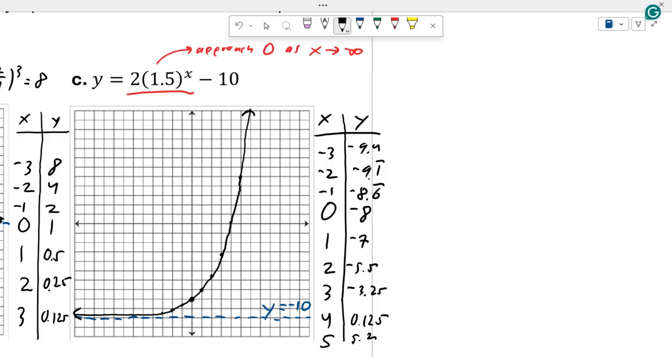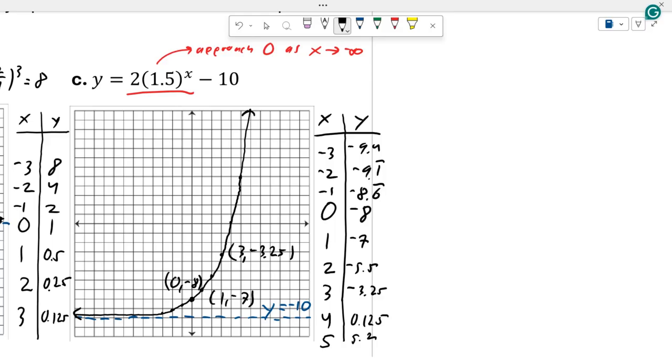And it said to plot 3 points. So, plotting your y-intercept is normally a good idea. So this was 0, negative 8. We also plotted 1, negative 7. We plotted 3, negative 3.25. I would say that the points that you plot should be exact. So like at negative 3, we got like negative 9.4 something, but it wasn't exact. And then at 5, we got 5.2.